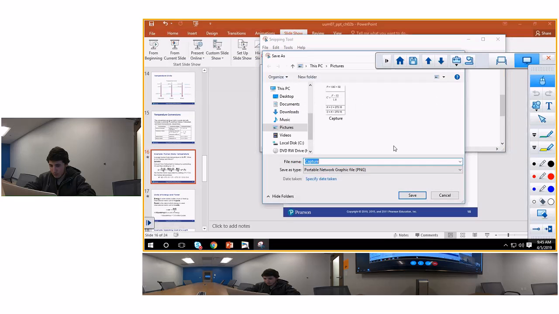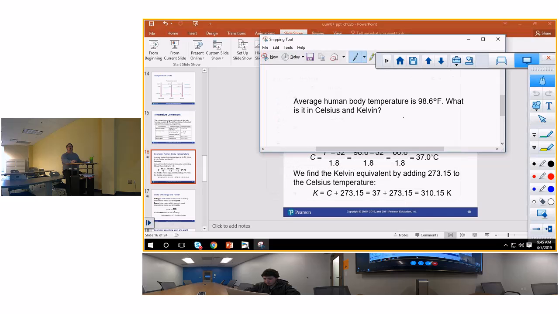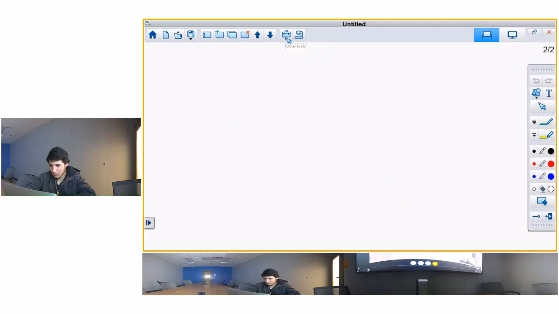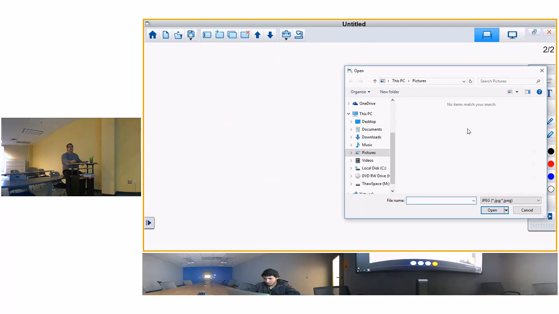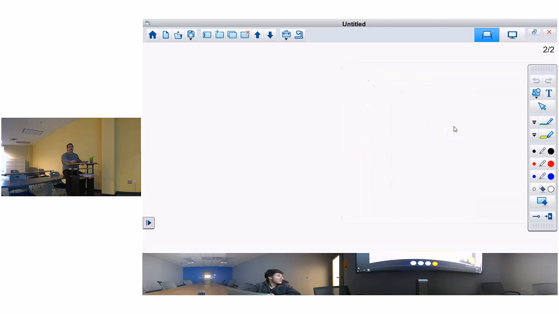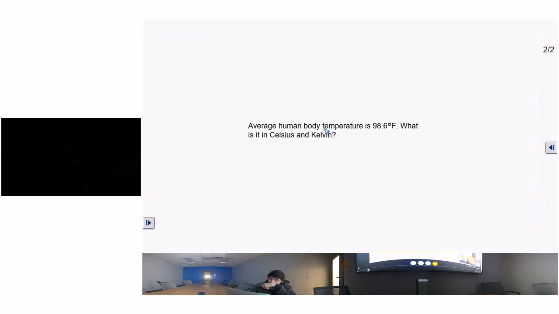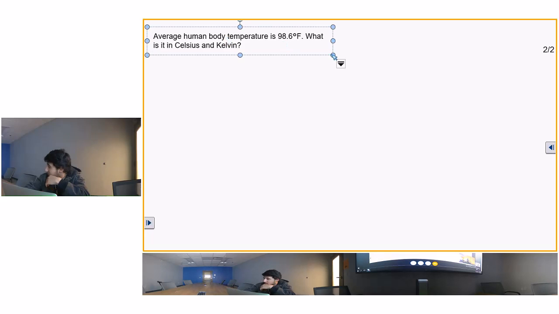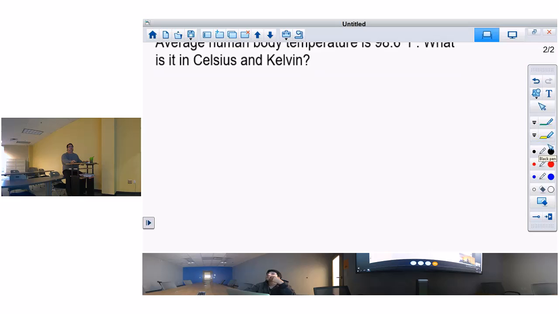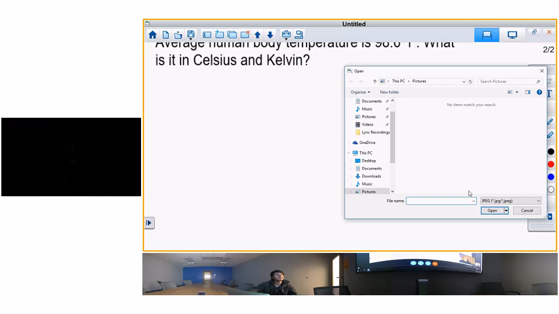And save as capture 2. And white screen. And bring in. I'm sorry, I'm so dinosaur. I should have posters in here. There's your question. And bring in the formulas.